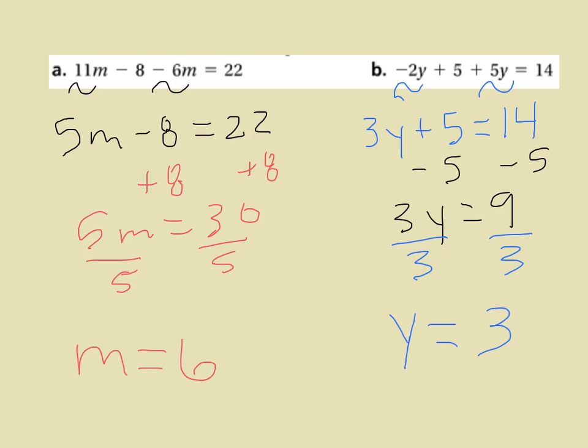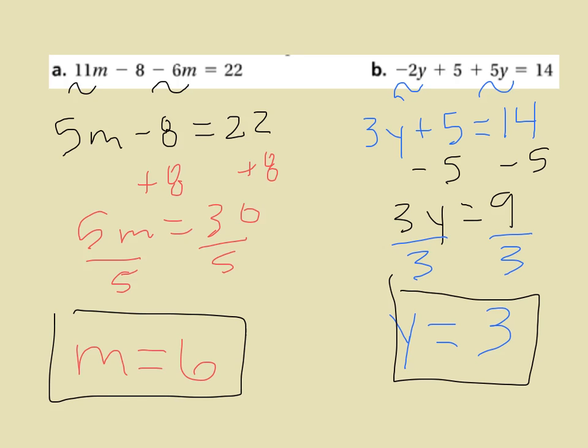So your two answers here, m should be equal to 6 and y should be equal to 3. Again, you should have all that work shown. You have to show work. So you first combine like terms. Subtraction is like negative, so that would be 11 minus 6. Negative is like subtraction, so that would be 5 minus 2. Once you can combine your terms, then it is just like the two-step equation.